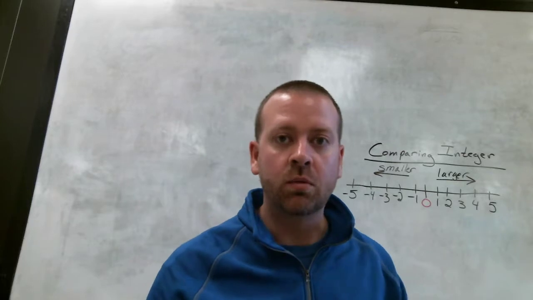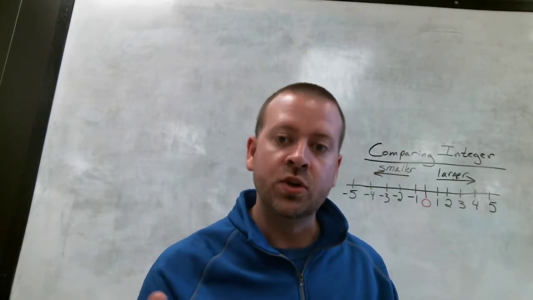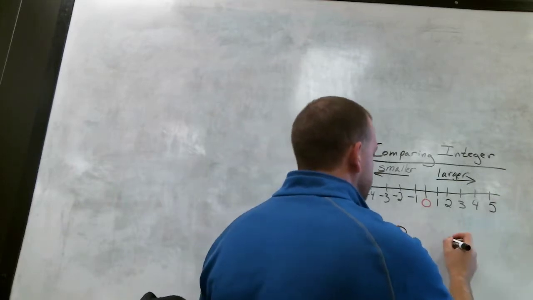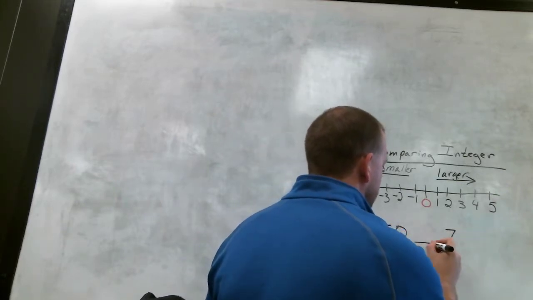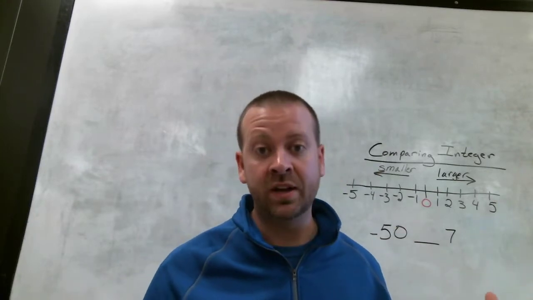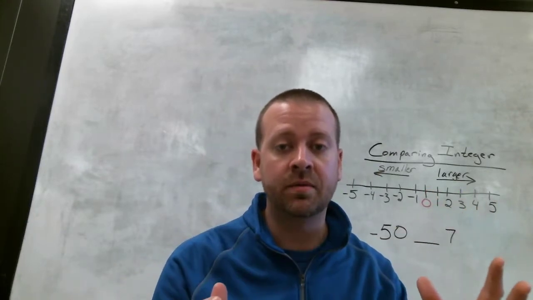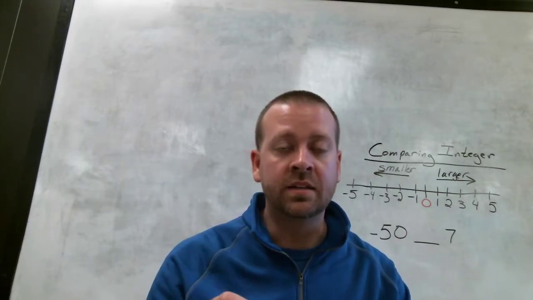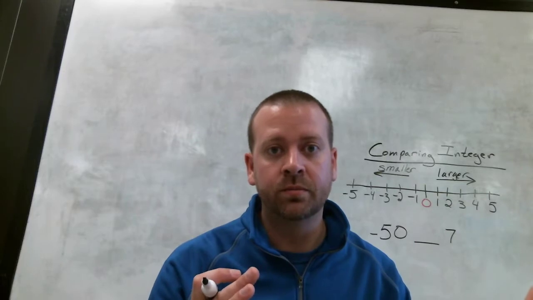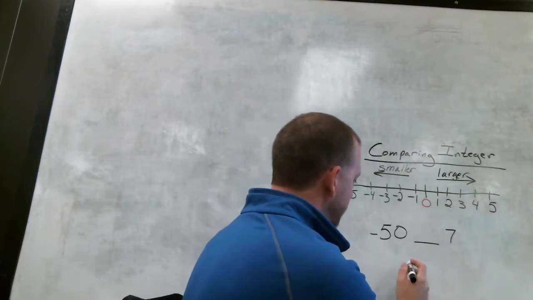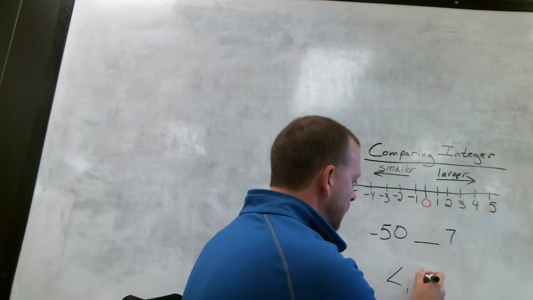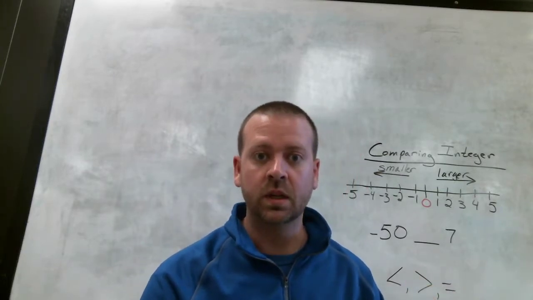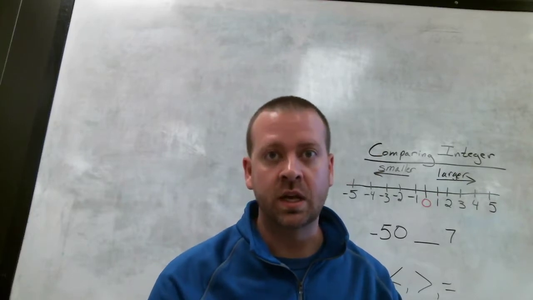Okay? So, how does that help us to compare? Well, let me show you an example. Okay, we're going to compare those two integers. Now, usually when we compare any type of integers, we're using a couple of signs. The less than, greater than, equal to. Okay? So here is less than, greater than, equal to. So those are our signs. You should be familiar with those, but just in case, okay?